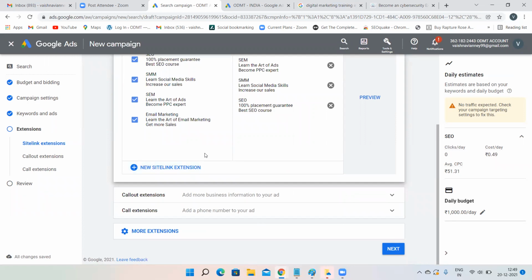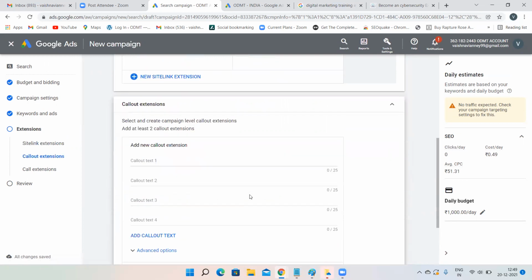Now coming to callout description. Callout description is nothing but, already you have given the title and description for your advertisement, but you want to give extra information, then you have to go for callout description. Now see, add new callout extension. So give some additional description over here.